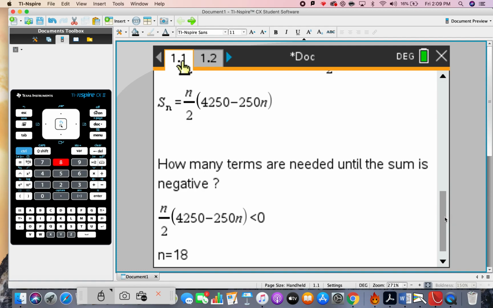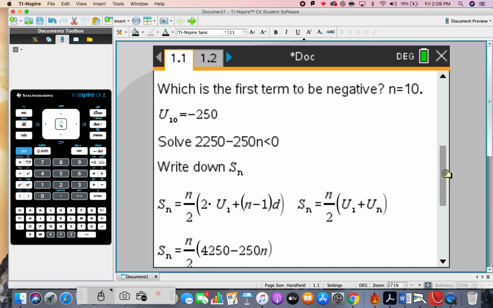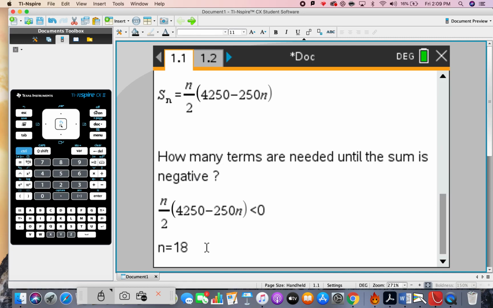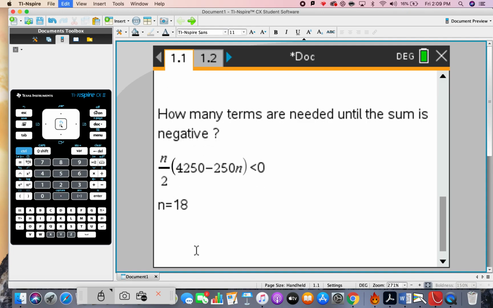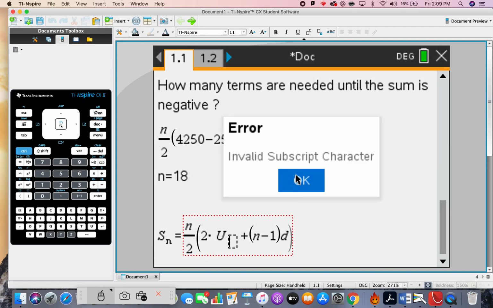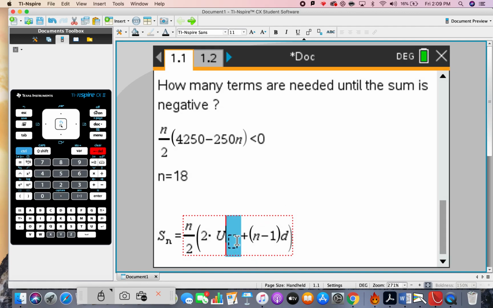Alright, now what if we use the other formula? Because some people are a bit confused about which formula to use. So let's just write down this formula. Let's go down to here. Okay, 2 times u of 1. Well, u of 1 we said was, oh, let's just change that. U of 1 we said was 2000, and d was negative 250.